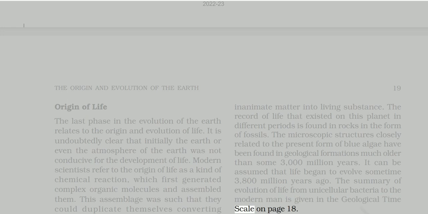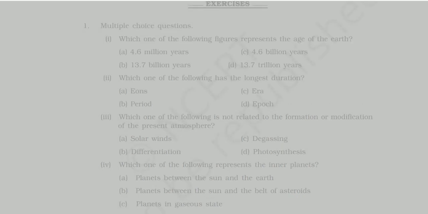Exercises. 1. Multiple choice questions. I. Which one of the following figures represents the age of the Earth? A. 4.6 million years. B. 13.7 billion years. C. 4.6 billion years. D. 13.7 trillion years. 2. Which one of the following has the longest duration? A. Eons. B. Period. C. Era. D. Epoch. 3. Which one of the following is not related to the formation or modification of the present atmosphere? A. Solar winds. B. Differentiation. C. Degassing. D. Photosynthesis.